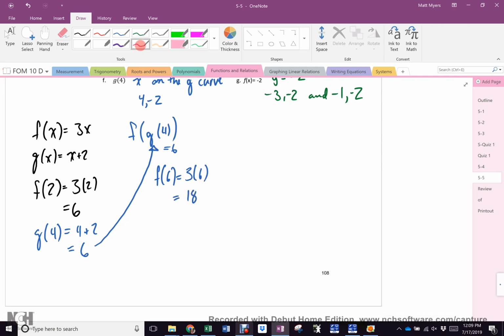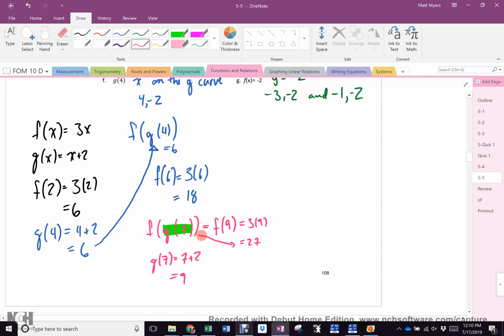So if I asked you to give me the f of the g of 7, what would you do? Well, you would start with g of 7, because that's in the middle. So the g of 7 equals 7 plus 2, which equals 9. Now this g of 7 we know is 9. So the f of the g of 7 is really the f of 9, which is 3 times 9, which is 27. So the f of the g of 7 is 27.